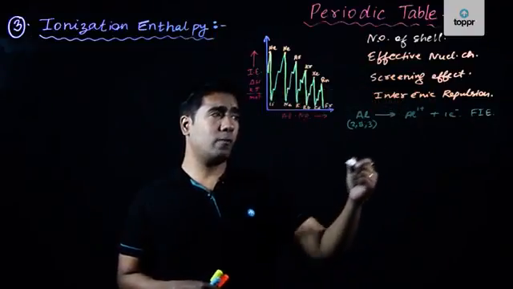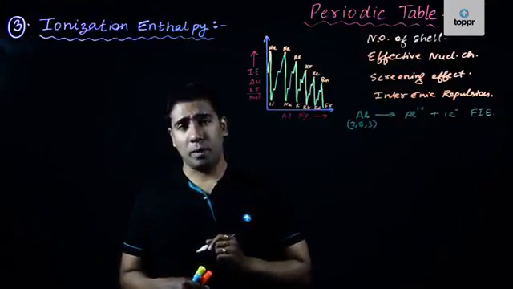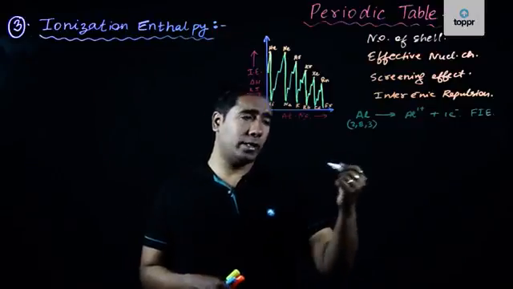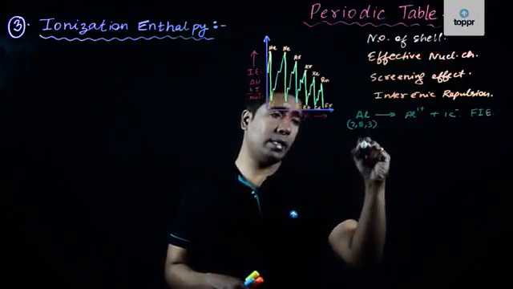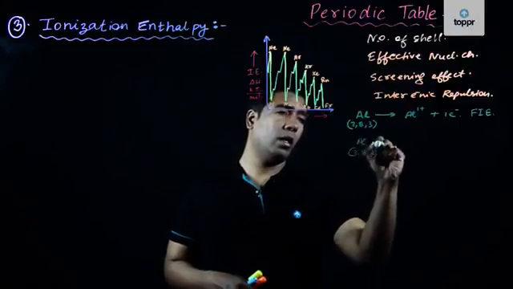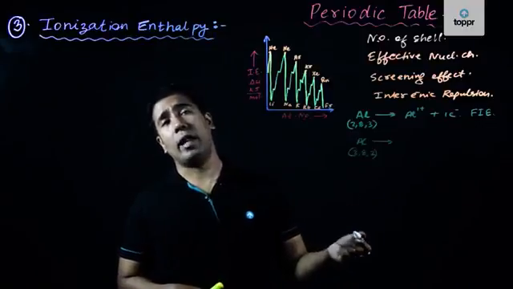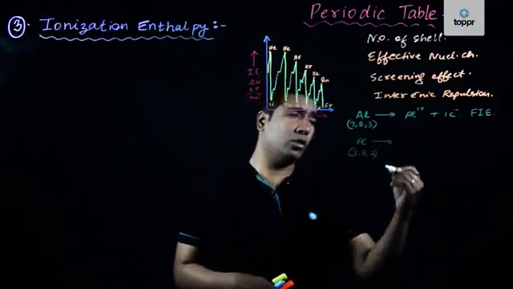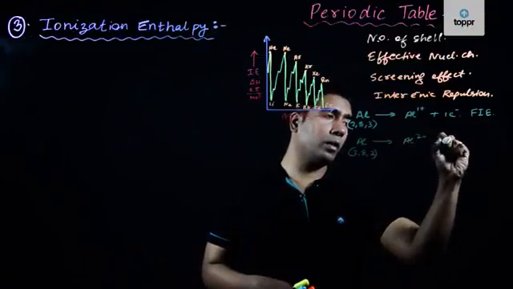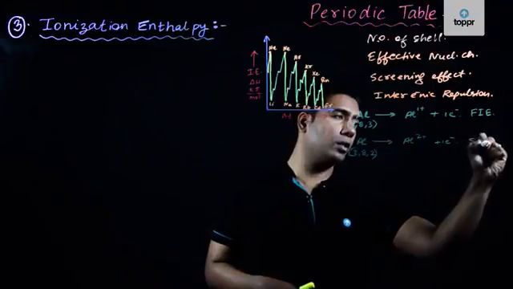Once we have the Al 1 plus ion, we can also remove another electron from it. Now aluminium has an electronic configuration of 2, 8, 2, and with this configuration we try to remove one electron further. Once you do that, you will get Al 2 plus plus one electron, and this will be the second ionization enthalpy.